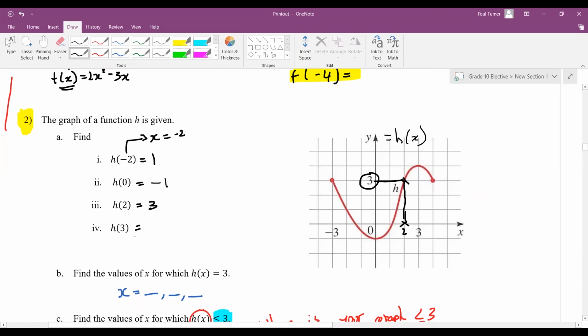So now we've got H3. So now we go 3. So this is the X value, it is 3. So we'll go to 3 here, and then we'll go up to the graph here, and then we go across to get the value we want, which is 4. Okay, so H3 equals 4.